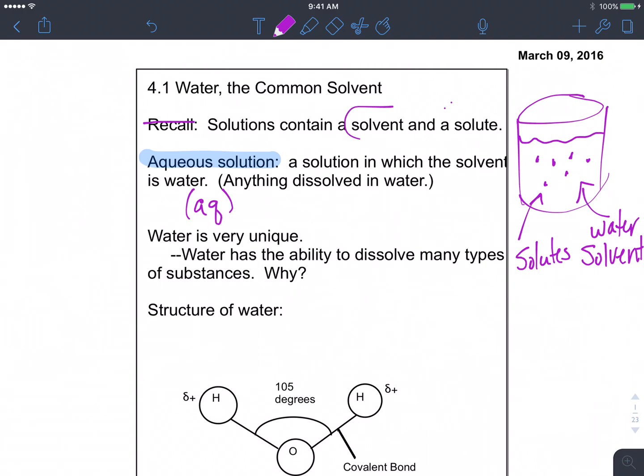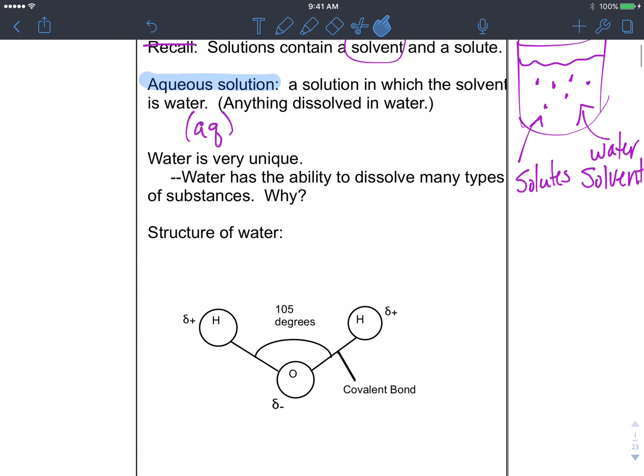The solvent is what is occurring in the highest percent or the highest amount. So in the case of air, 70 some odd percent nitrogen, nitrogen would be considered the solvent. Everything else would be considered the solutes. In most aqueous solutions, water is your solvent, the rest are the solutes.